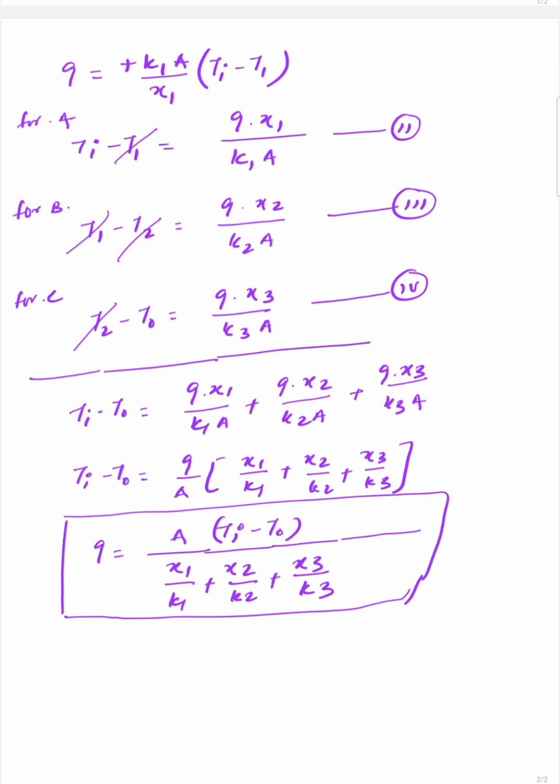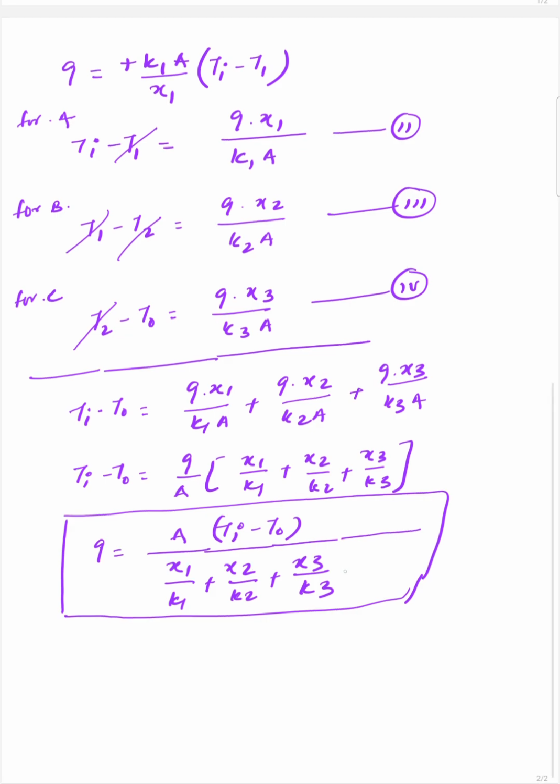In case this wall is made of n number of materials, then this equation is extended, and the last term is xn by kn.